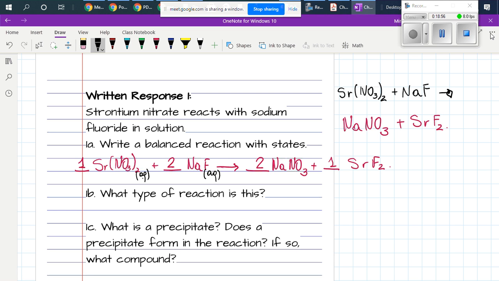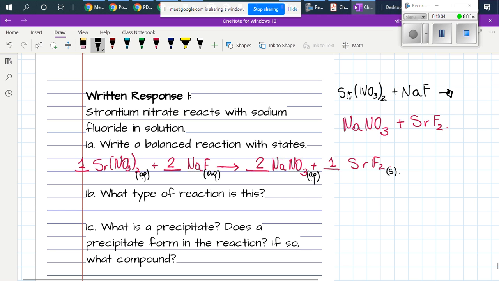Now we move to sodium nitrate, and we go again to nitrate, NO3, and we see that most of them are soluble, and sodium is one of those. And then for the next one, strontium fluoride: when we see fluoride here, most of them are soluble. However, strontium is not soluble, so that means that it is solid. This means that a precipitate is formed.